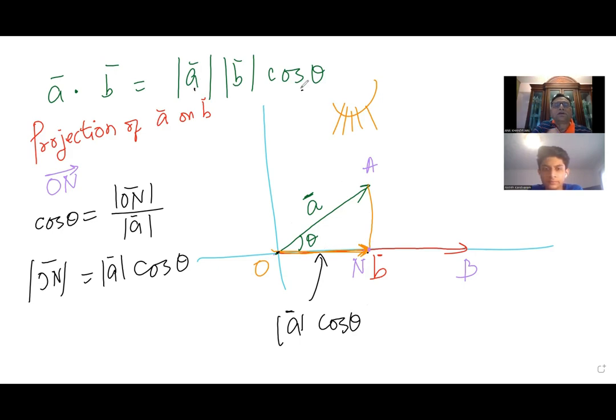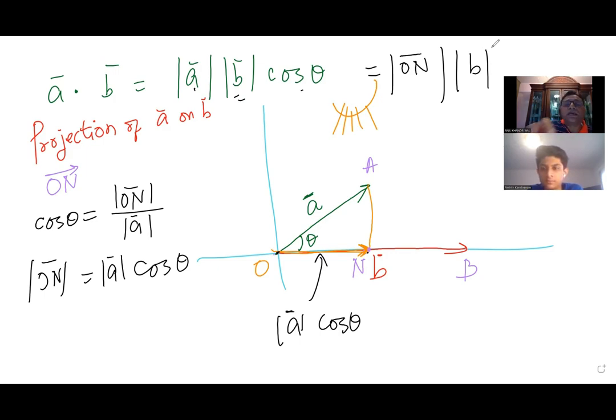So A cos theta is basically, if I use this particular formula, dot product, then A cos theta I'm saying is ON, right? ON, magnitude of ON times vector B. Scalar multiple, right? Magnitude of B. You get the idea?